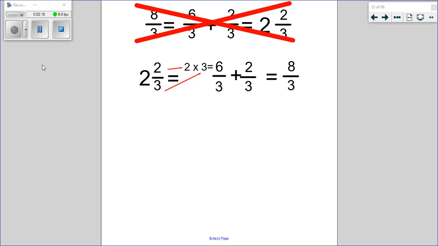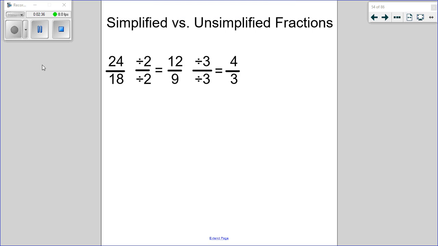So let's do this one. In the case of 2 and 2/3, for example, you multiply the 2 times the 3 to get 6, add it to the 2, and get 8/3. The one distinction you should care about is simplified versus unsimplified fractions. If I ask you for a fraction as an answer, I expect it in simplest terms, regardless of whether the problem tells you that or not.